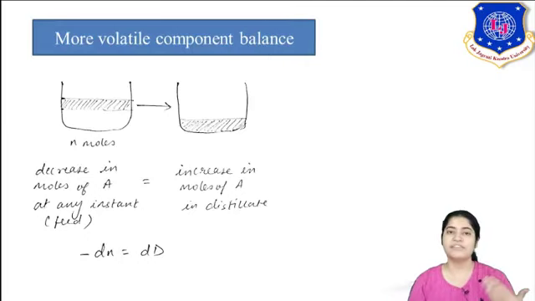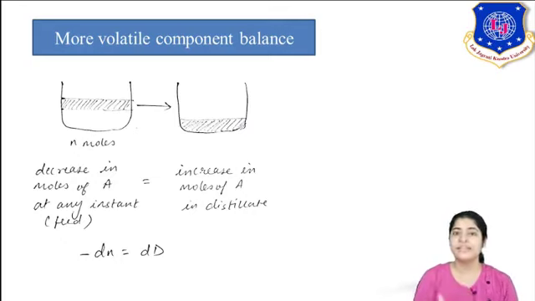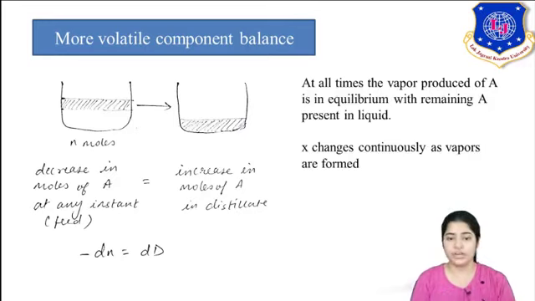Initially, when I start my distillation process, suppose I have taken N moles at that instant. On heating, vaporization will take place. So the decrease in moles of A at any instant in the feed is equal to the increase of moles of A in the distillate. Batch means I am taking a limited amount of feed first. Note down the main assumption about batch distillation: the vapors produced are in equilibrium with the remaining A present in the liquid.